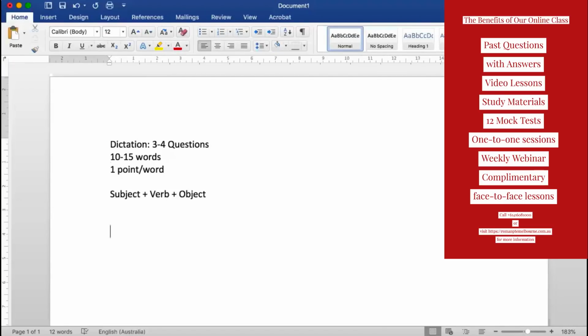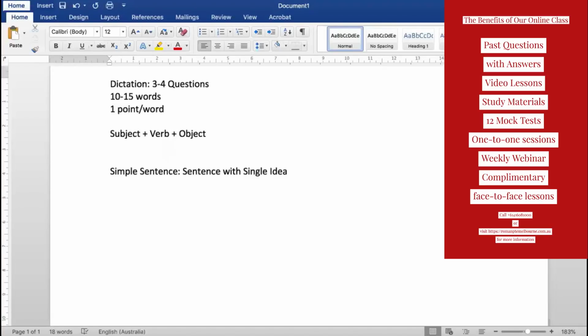First the simple sentence. So let's talk about simple sentence first. What is simple sentence? Simple sentence means sentence with single idea. Now, simple sentence has nothing to do with the complexity of the idea or the length of the sentence. It simply means this is a sentence with just one idea. These kind of sentences usually tend to have subject, verb, and object only. Some of the questions you get in the test will be simple sentence. So in these types of sentences, as much as possible, try to focus on the 3 parts of the sentence.